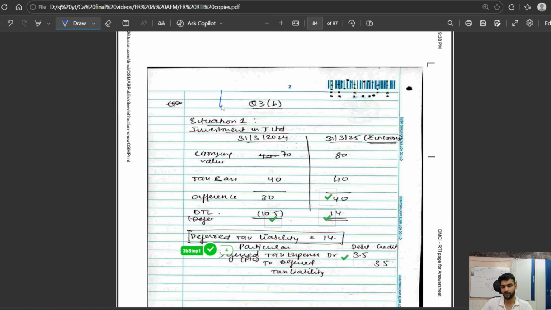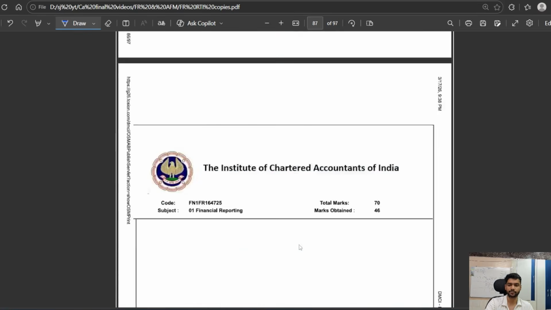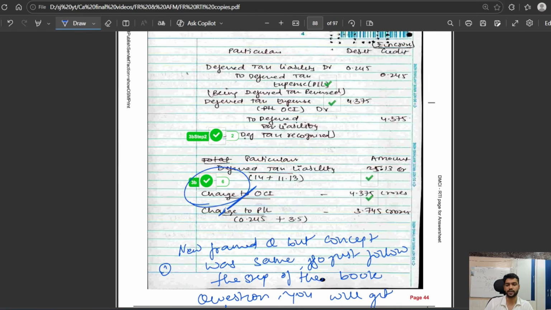And now the very, very important question and very big learning for you guys: this was my last question. And you all know, if you are writing your last question, that means you do not know anything about it, first of all, or if you know anything, you are not sure whether it is correct or incorrect. So this is question number 3B. As you can see, I received 6 out of 6 marks. It was a 6 marks question.